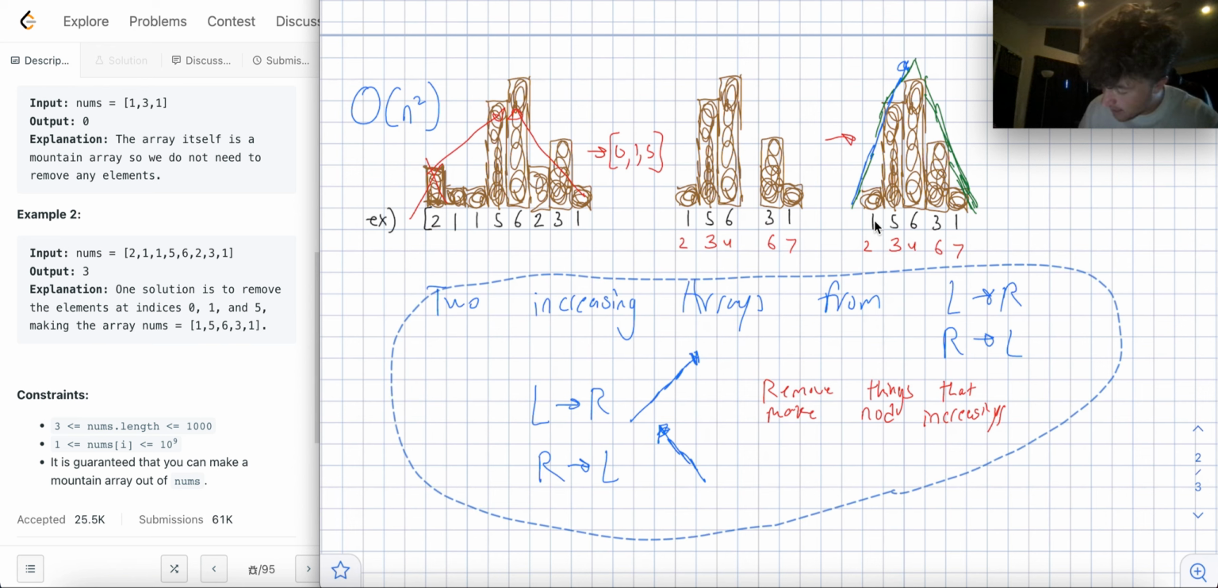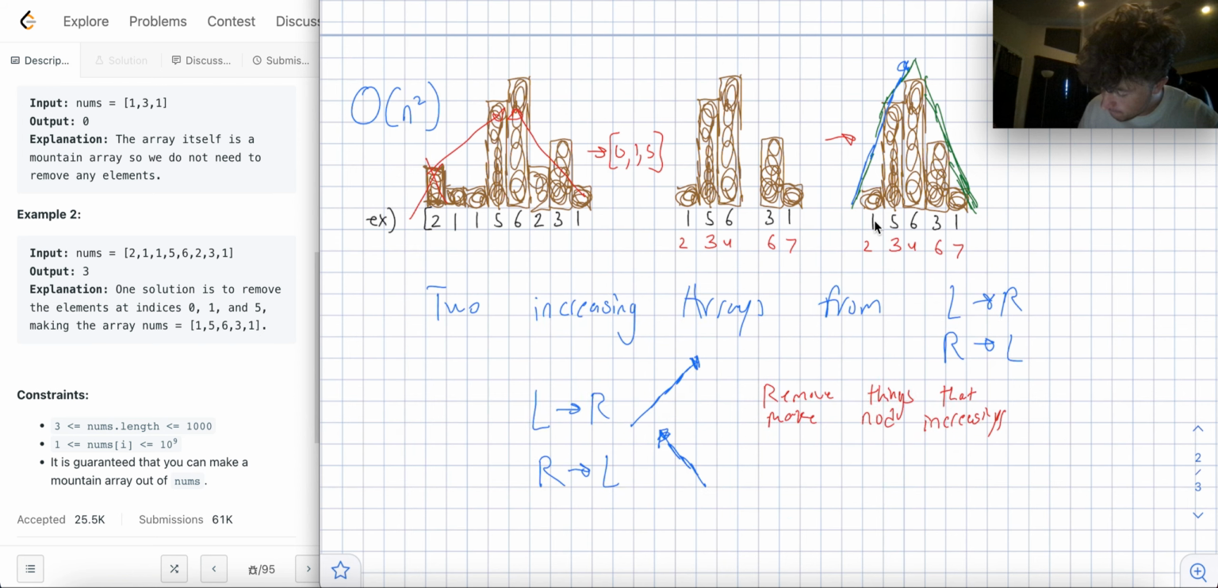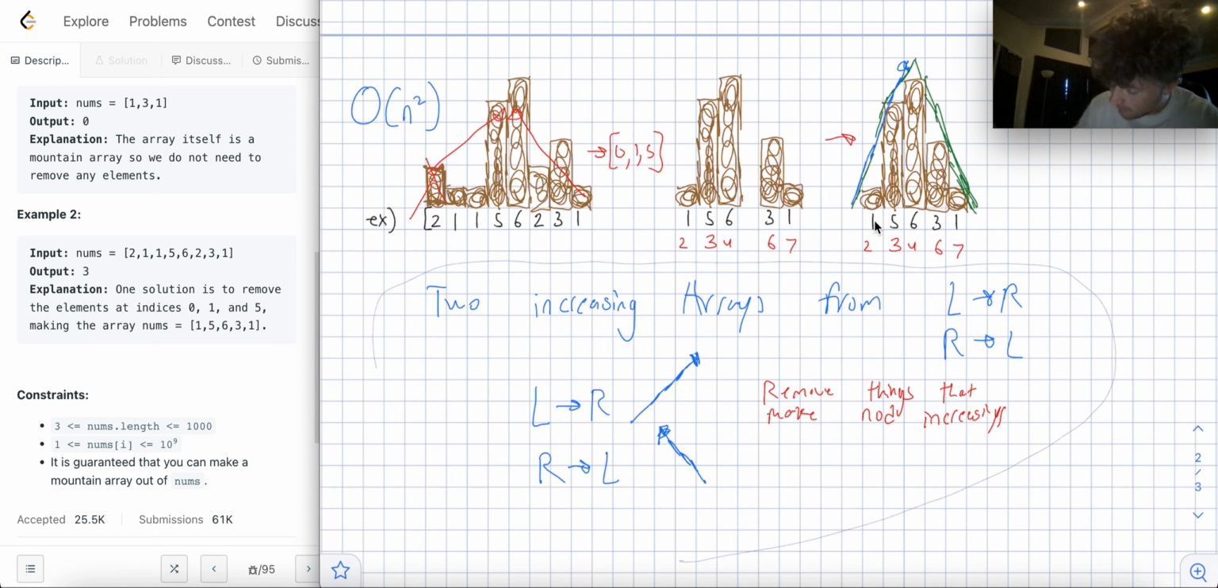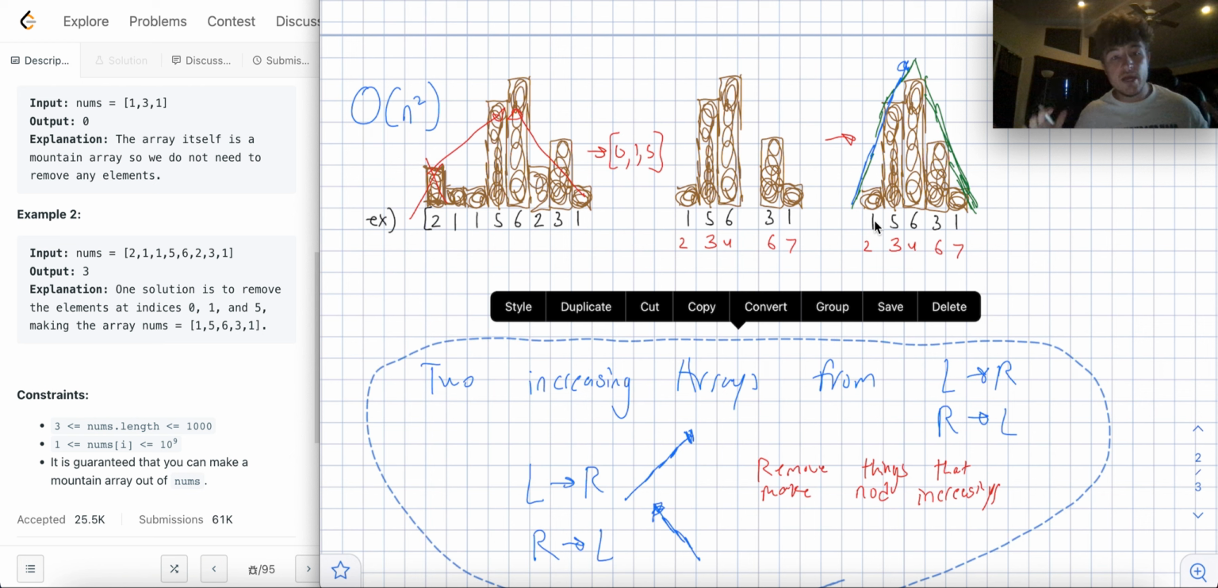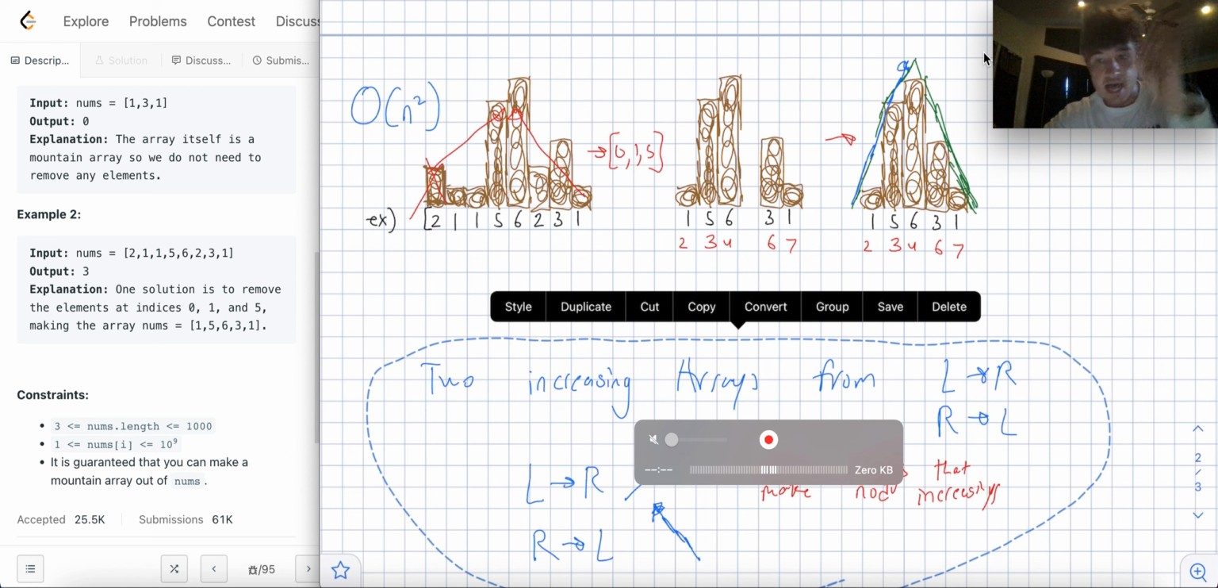And let's use that way of thinking. Okay, I'm trying to get 2 increasing arrays, right? An array that increases from left to right and an array that increases from right to left. And the point that they meet, that's the top of the hill, because everything from my left is increasing from left to right and everything from my right is increasing from right to left. And that meeting point is the top of the hill, okay?